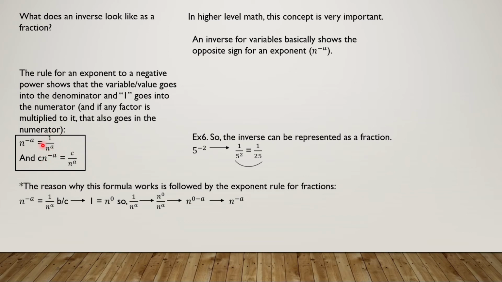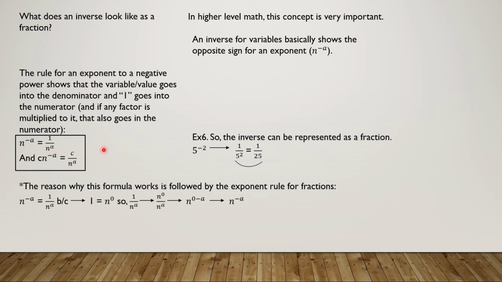which anything multiplied to 1 is itself. So c times 1 is c. So that's where you get c times n raised to the a power. C not being raised to any power because it's a constant. What you would have is just c divided by n to the a power. And you can see that an inverse can be represented as a fraction.